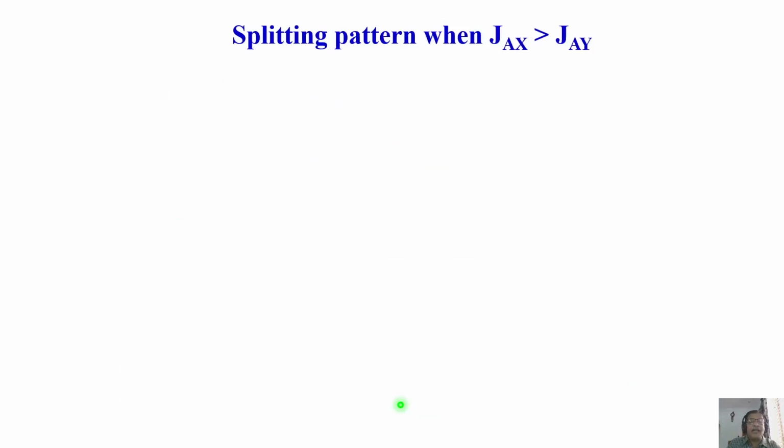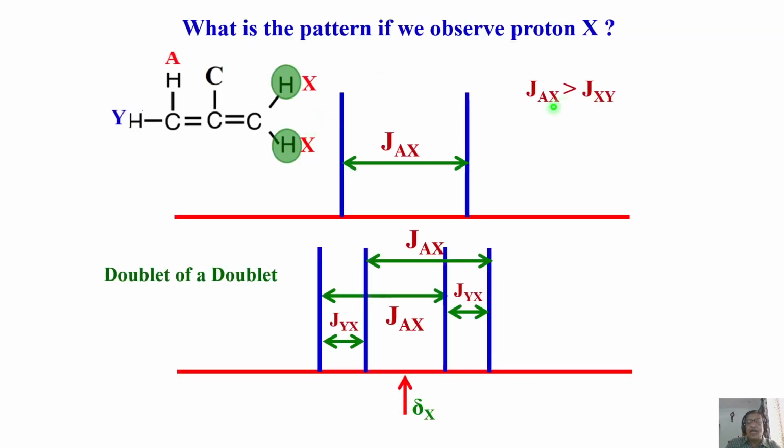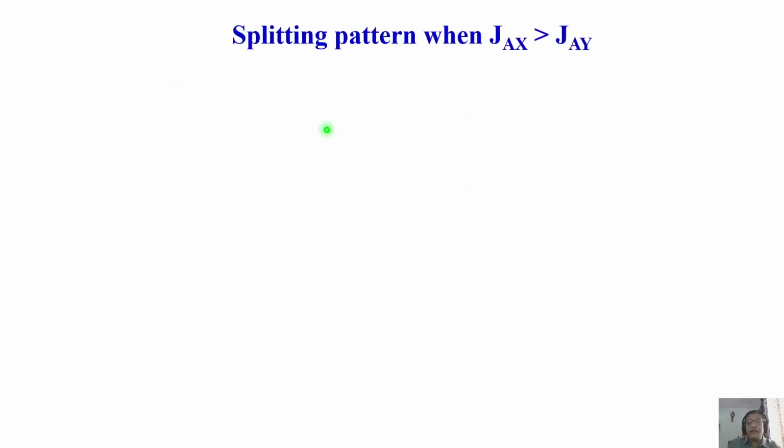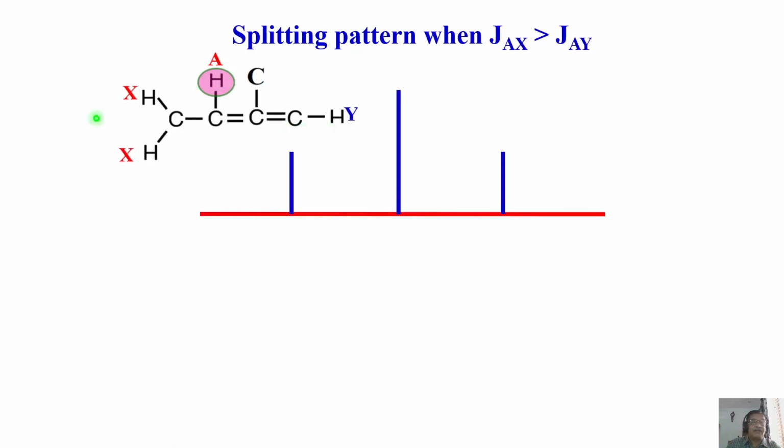Now, what happens in this situation? I took AX greater than XY. Now what happens if I take AX greater than AY? Now this is larger than this one. I am looking at A. AX is larger, which means this is going to be a large triplet. Then this is split by Y, this proton. What is this proton? It's a single proton. What should it do? It should split each lane of this triplet into a doublet. So it will become like this.